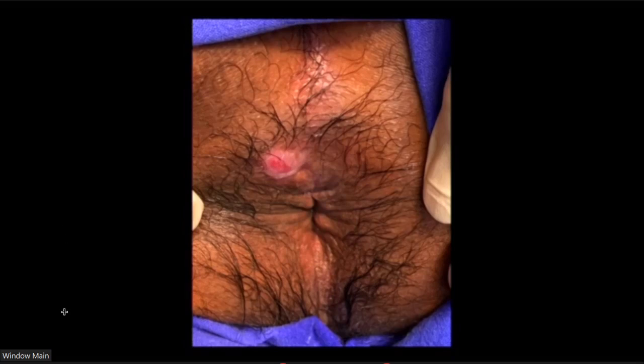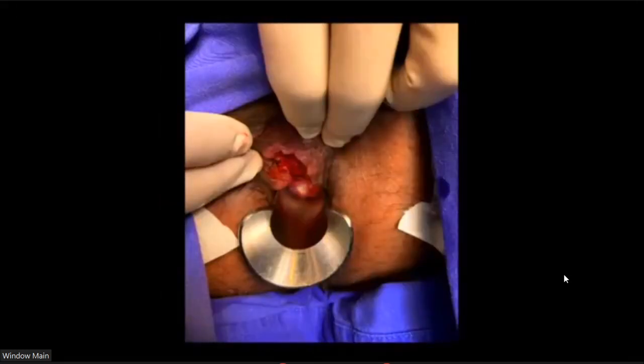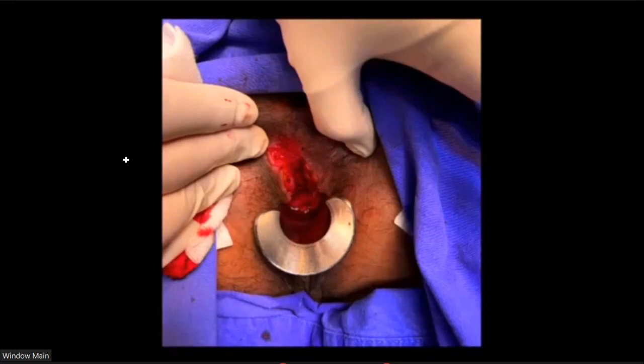For example, this is a low intersphincteric type. Yes. Put it in, cut it, and you can see the internal sphincter here. And then clean the fistula tract, curette and burn and curette. You can see it's clean now. You can see the internal sphincter here.